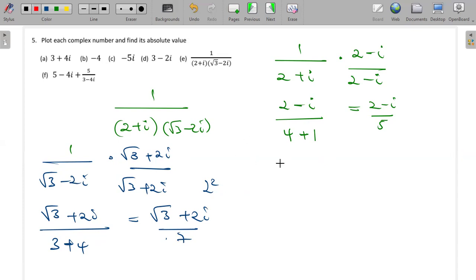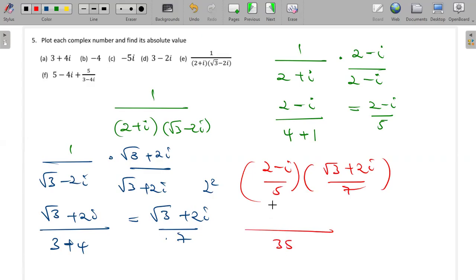And these are multiplying. So we get the first part, which is 2 minus i over 5, multiplying by root 3 plus 2i over 7. And this gives us, down there you get 35. Up you have 2 multiplied by root 3, so you get 2 root 3. 2 multiplied by 2i gives us 4i. Then negative i multiplied by root 3 gives us negative root 3 i. Then negative i multiplied by 2i gives us negative 2i squared.